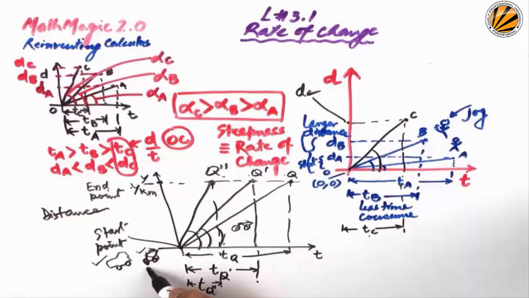So in the previous lecture we talked about the steepness and equated how steepness and the rate of change are correlated or related to each other. The steeper the graph, the faster the rate of change, and so on and so forth. Welcome to lecture 3.2 of module 3, Mathematics 2.0.